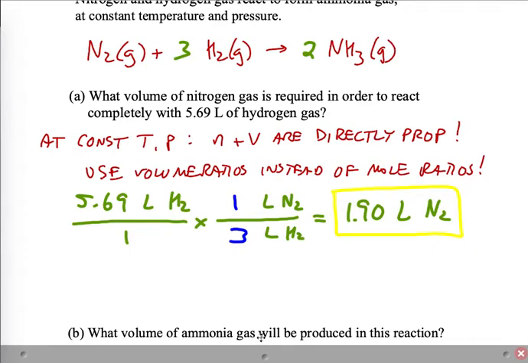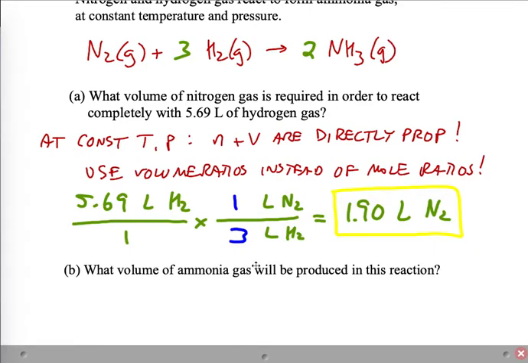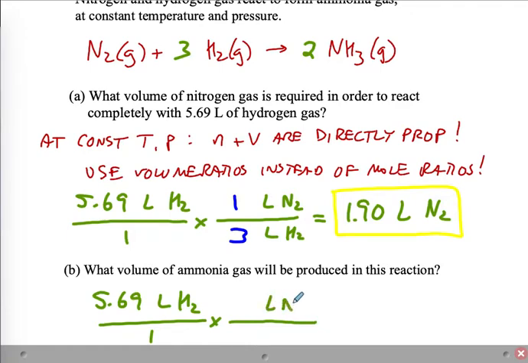And my next question, what volume of ammonia gas will be produced in this reaction? Well, I can do exactly the same process. Begin by writing down what I'm given, 5.69 liters of hydrogen gas over 1. And now I need a volume ratio that tells me how many liters of ammonia gas will be produced for each liter of hydrogen gas. Once again, the numbers in the volume ratio come directly from the coefficients of the balanced equation. They tell me I will get 2 liters of ammonia gas for every 3 liters of hydrogen gas, for a final value of 3.80 liters of ammonia.